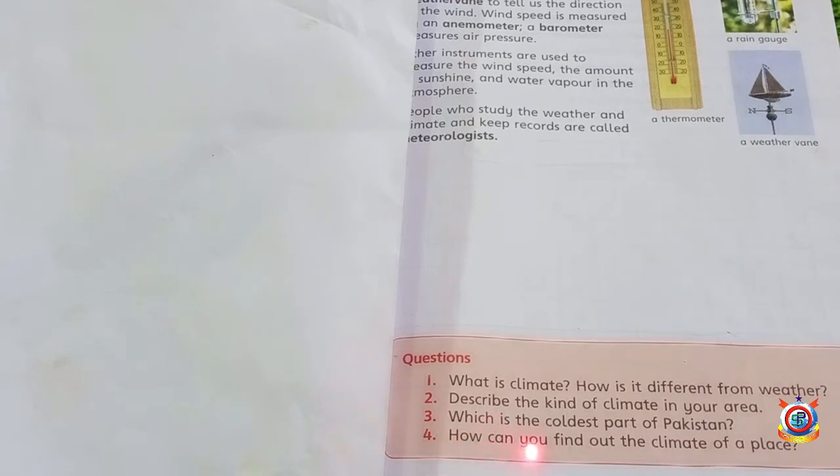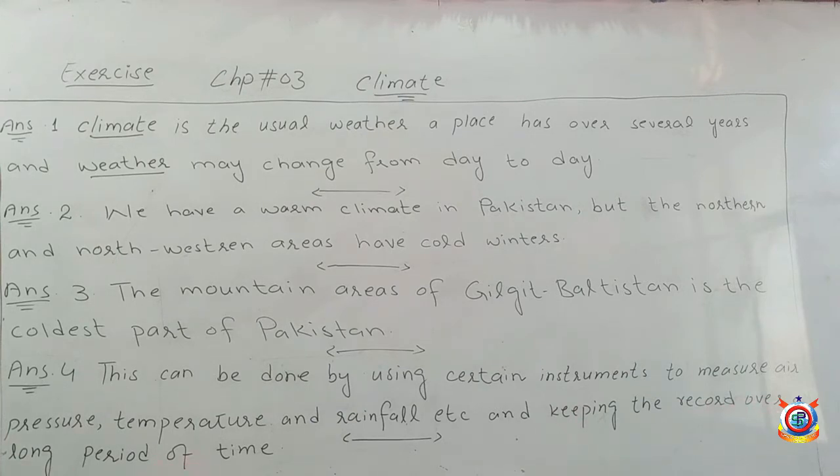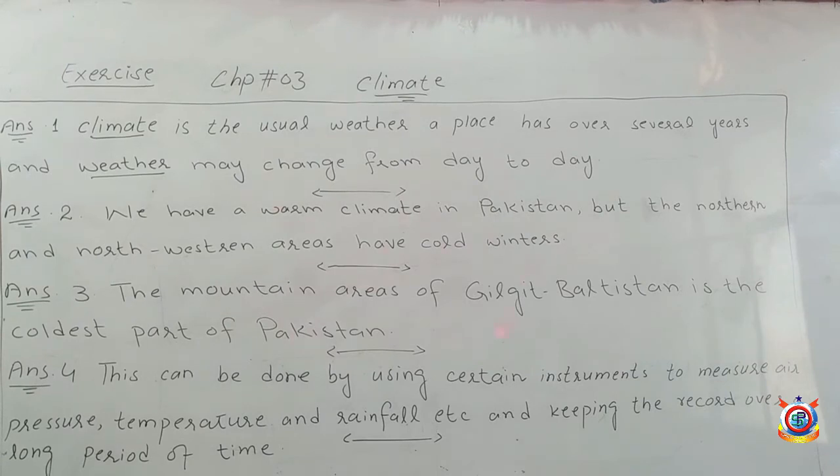Question 4 is, how can you find out the climate of a place? The answer is, this can be done by using certain instruments to measure air pressure, temperature, and rainfall, etc., and keeping the record over a long period of time. This is all about your exercise.